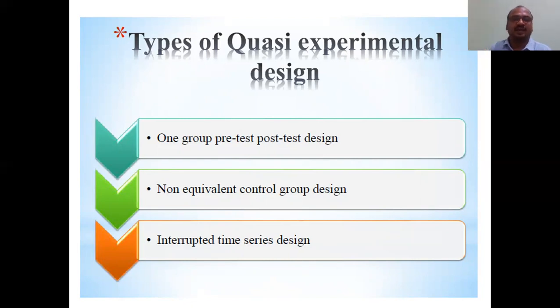And interrupted time series design. See here, the name itself indicates. Interrupted time. So I am doing research not regularly. I will take a Sunday break, I will take a Thursday break. Like that, interrupted time.